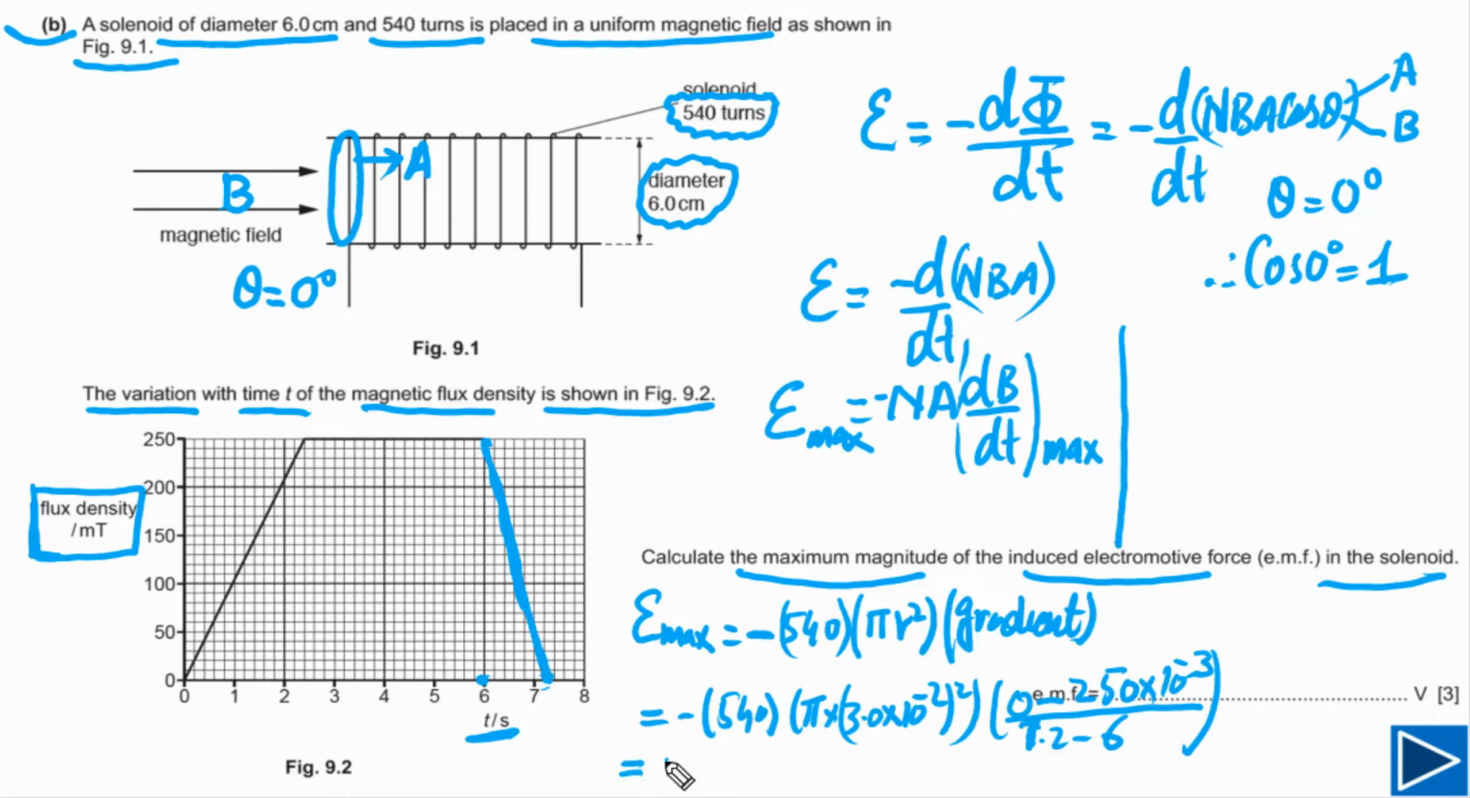So the final answer in this case will be equal to 0.318, or simply we can say is equal to 0.32 volts. So this is our final answer.